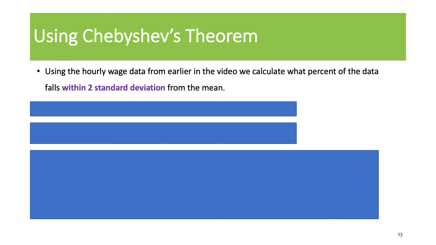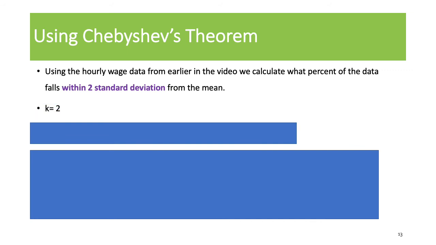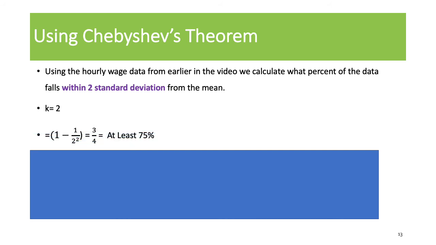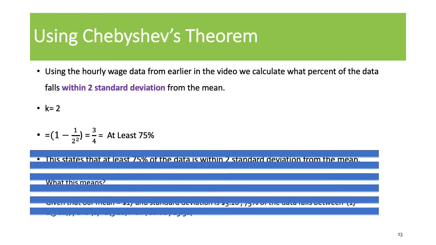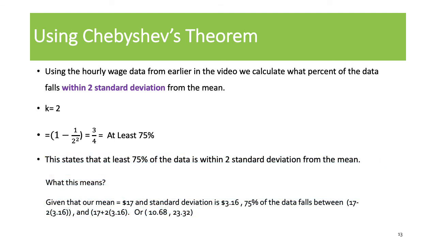So let's use our hourly wage data from earlier in the video to calculate what percentage of the data falls within 2 standard deviations from the mean. In this case, k is going to be 2, so let's plug k into 1 minus 1 over k squared. And we get 3/4 or 75%. So basically, this states that at least 75% of the data is within 2 standard deviations from the mean.